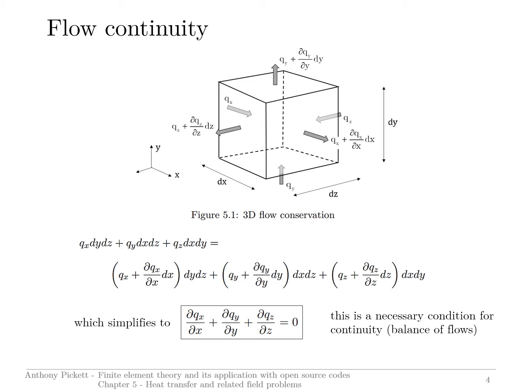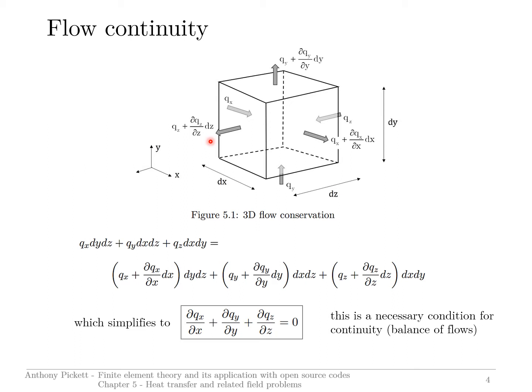This is the equation for flow continuity. If we consider a cube, dimensions dx, dy, dz, we have inflows, which I've denoted qx, qy, and qz, and we have outflows, which are also given as shown here. They include some gradient of the flow over the distance. The point here is that these inflows should balance the outflows.